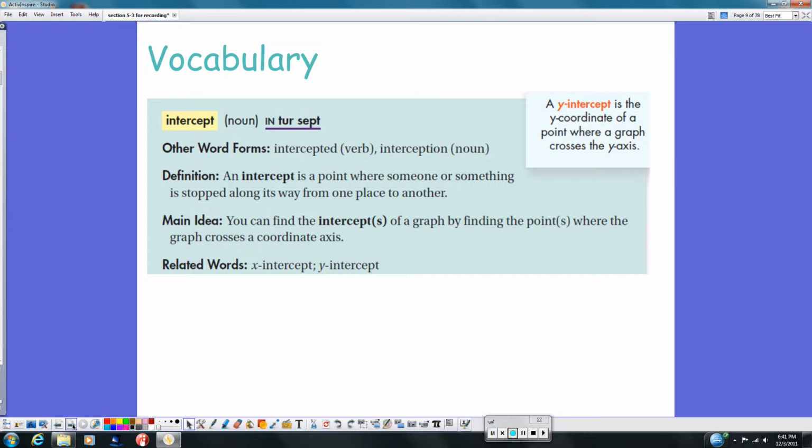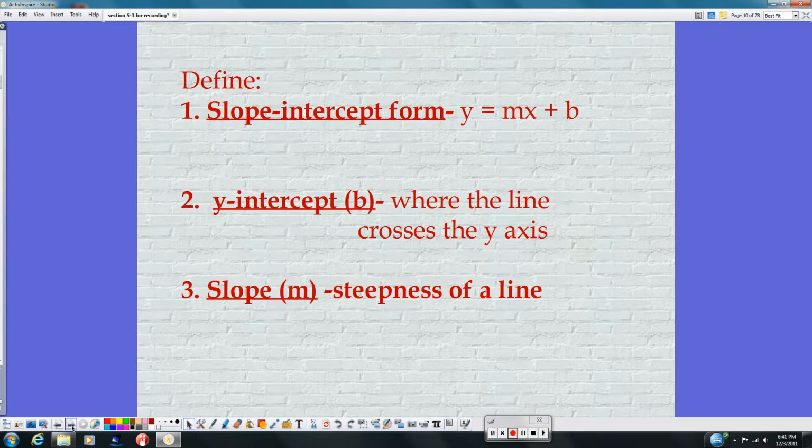We're going to keep using slope, but we're also going to talk about something called an intercept. An intercept is a point where something or someone is stopped along its way from one place to another. In math, we're going to be looking at the y-intercept, and that is the y-coordinate of a point where the graph crosses the y-axis.